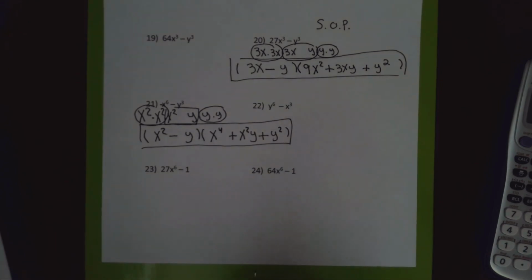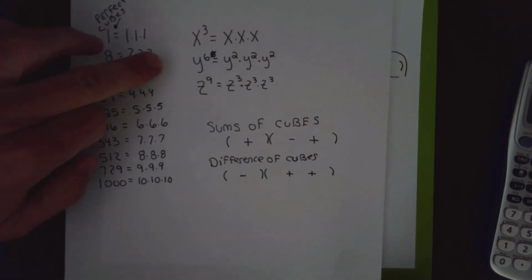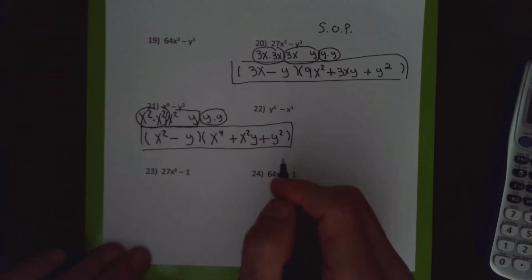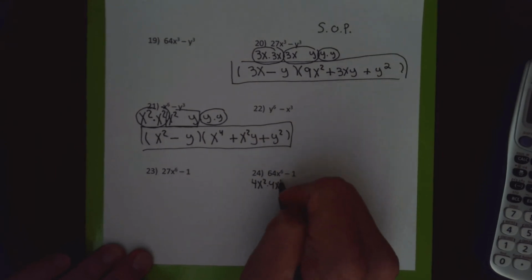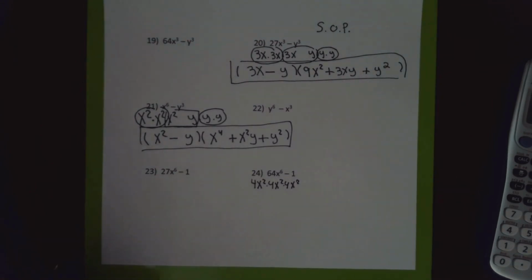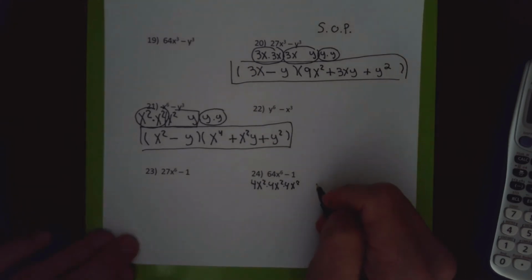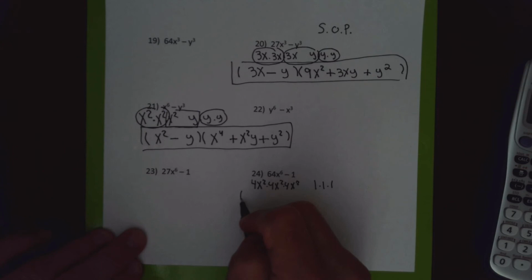Done. Since it's here, let's do 24. I don't have that many more to do. 64 is 4 times 4 times 4. I divide the exponent of the 6th by 3 and get 2. So 64x to the 6th is going to be 4x squared times 4x squared times 4x squared. And 1 is going to be 1 times 1 times 1. So the items I'm going to need for my parentheses are 4x squareds and 1s.